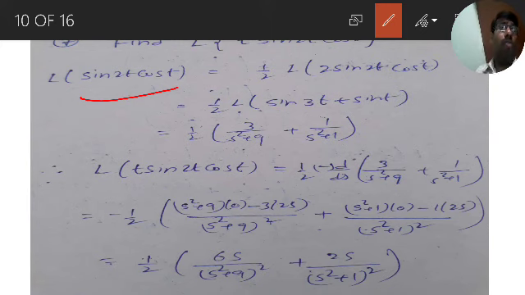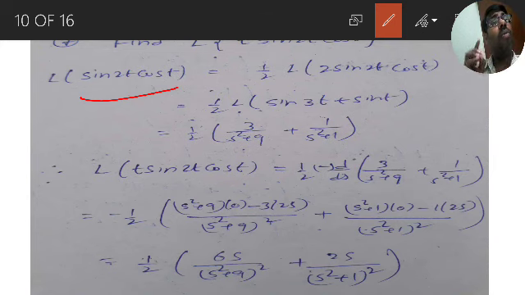But we didn't have a formula in Laplace transform for L of sine a into cos b. We have a formula for L of sine at, and we have a formula for L of cos at. But we didn't have a formula for the product of sine and cos. If among the product one is exponential, we can go for first shifting, and if one is algebraic, we can go for the multiplication by t power of n method. But here both are trigonometric, sine 2t and cos t.